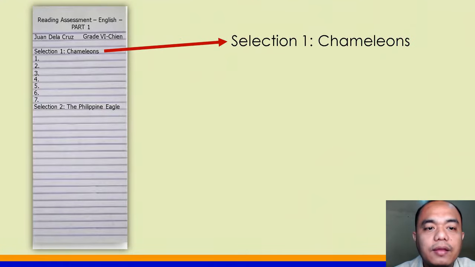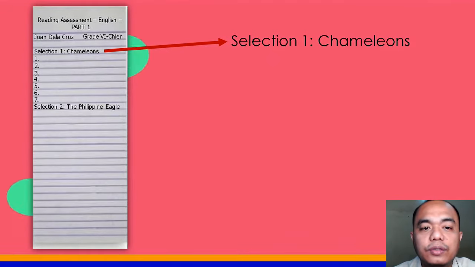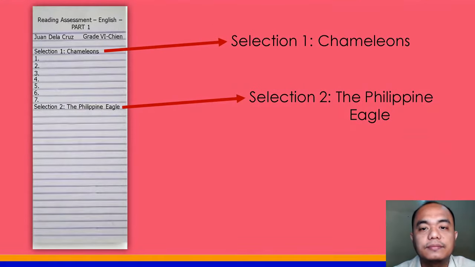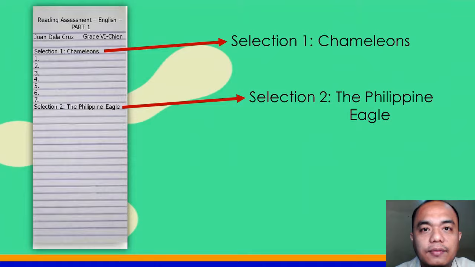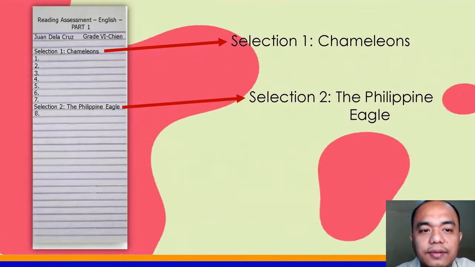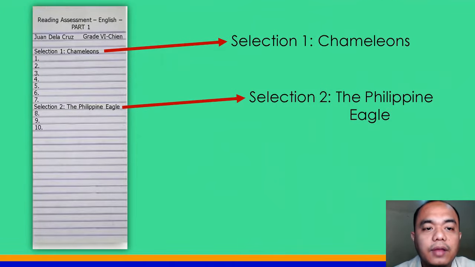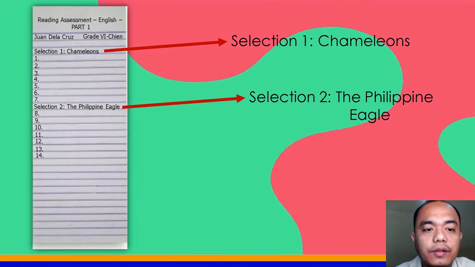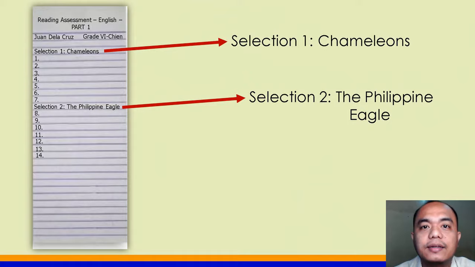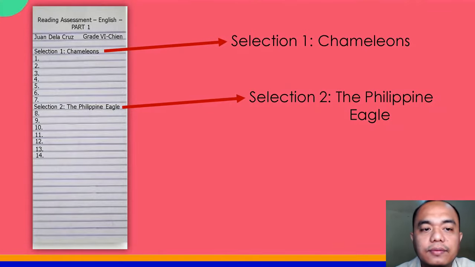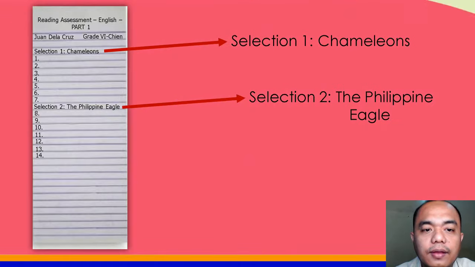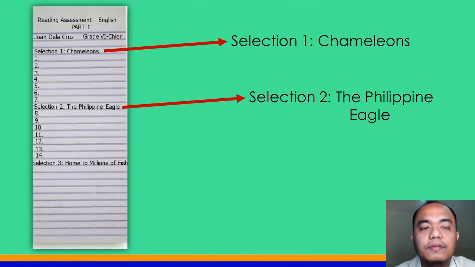And then, write selection 2, the Philippine Eagle. This is the title of the second selection. Okay? Are you done? And then number it 8, 9, 10, 11, 12, 13, 14. Okay? Are you done? Very good.